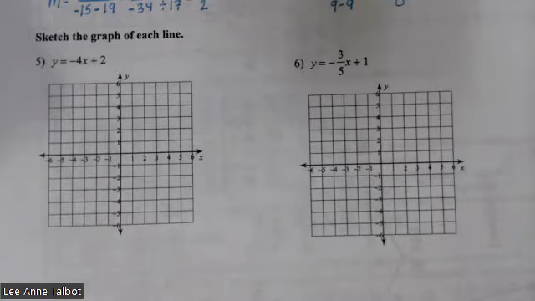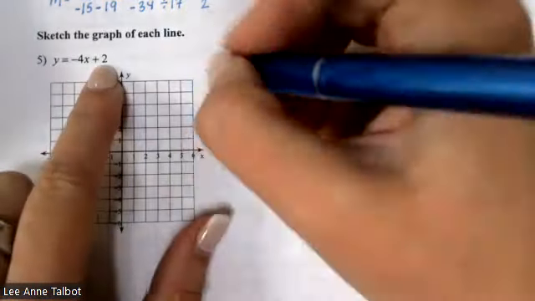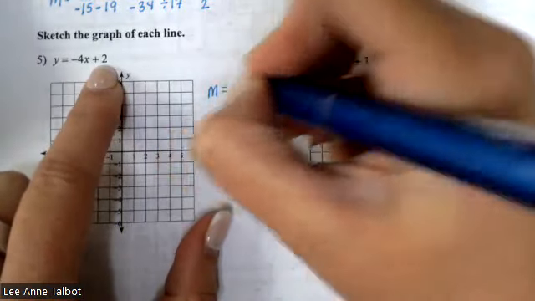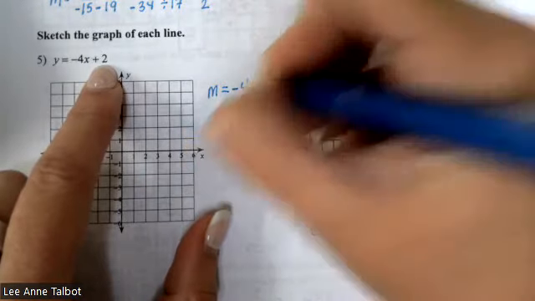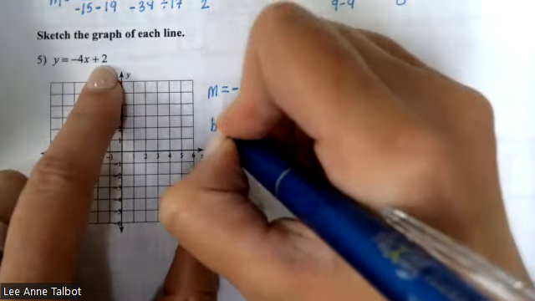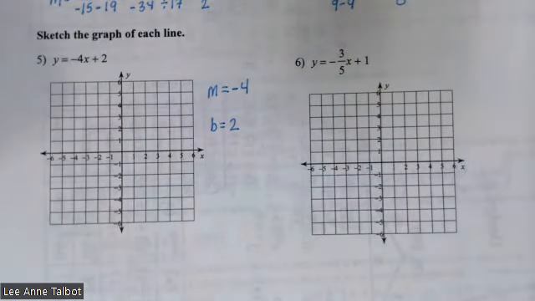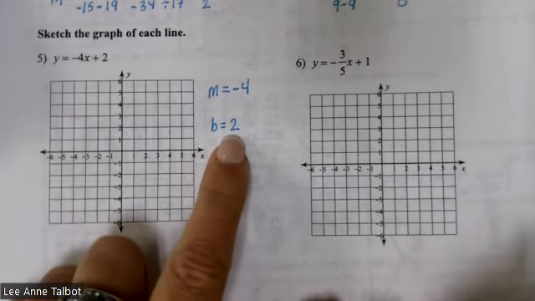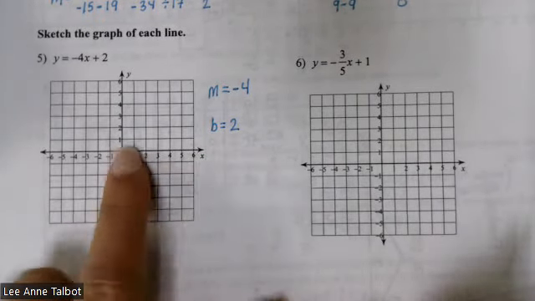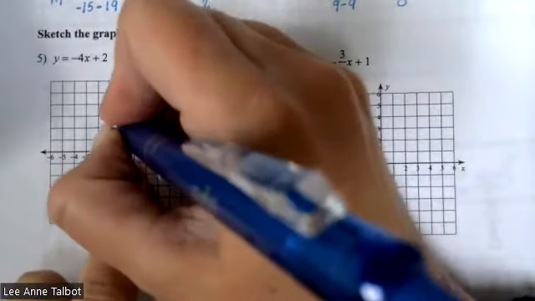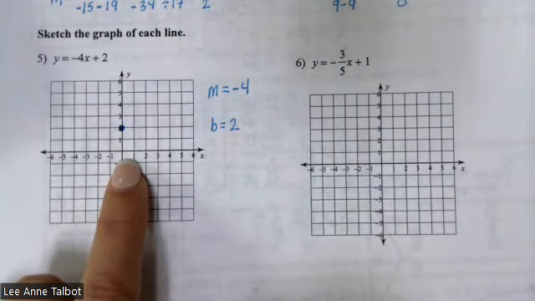Now, number 5, sketch the graph of each line. Okay, so M in this case is -4 and B is 2. Everybody good with that? Okay, and we start with B. So B is the y-intercept. So that's going to be here up to.